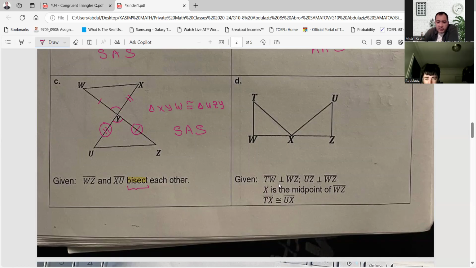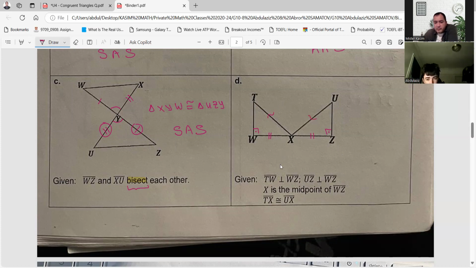Okay, here TW is perpendicular to WZ. And UZ is perpendicular to XZ, WZ. So this one is also a right angle. That means they are right angles. X is the midpoint of WZ, so that means this equals this, right? And TX is congruent to UX, right?